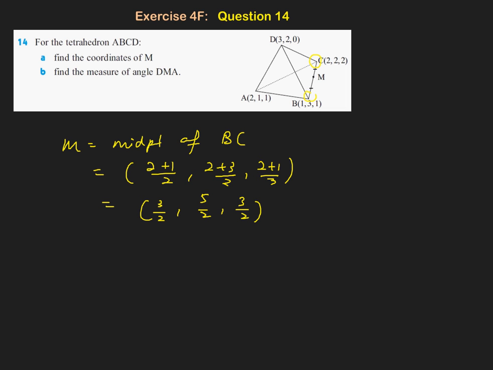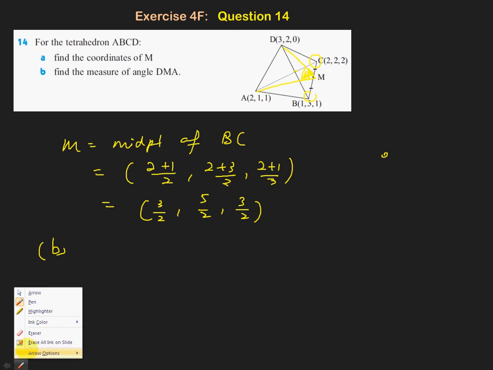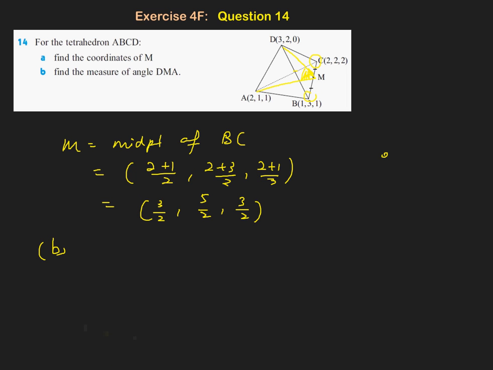And the part B, find the measure of angle DMA. So this provides a guide on how to do this. If you look at DMA, this is what you're talking about, DMA. So this is the angle you're talking about here. I'll switch color to help you visualize this better. So DMA, and this is the angle we're talking about. If you look here, I try to draw this again. It's A, assume that DMA is in 2D. This is the angle theta we're talking about.